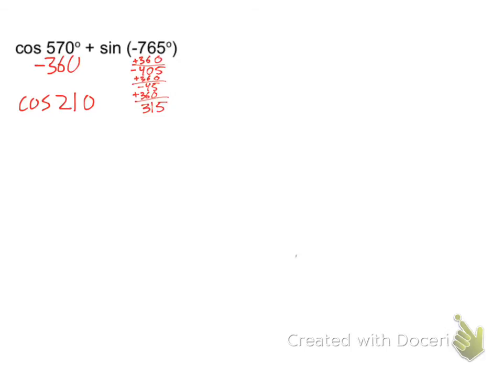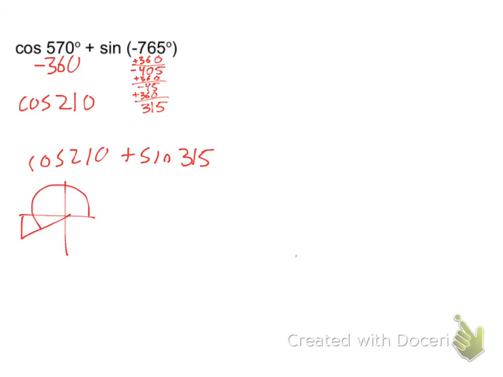So, cosine of 210 plus the sine of 315, right? Is everybody okay with that? Now we can draw them. 210 is down here again. We just did that, had a reference angle of 30.